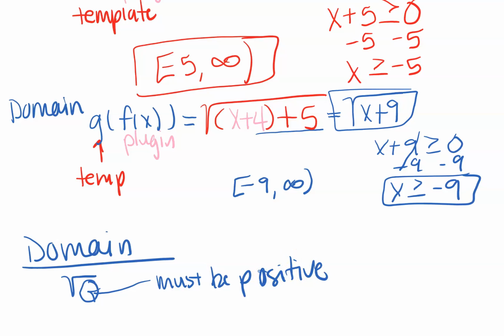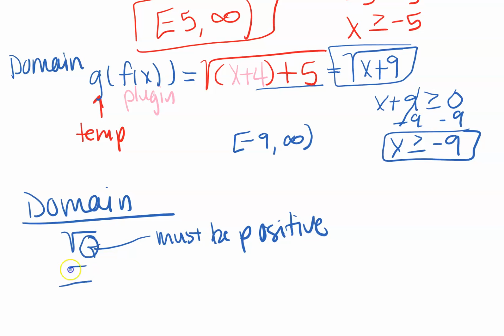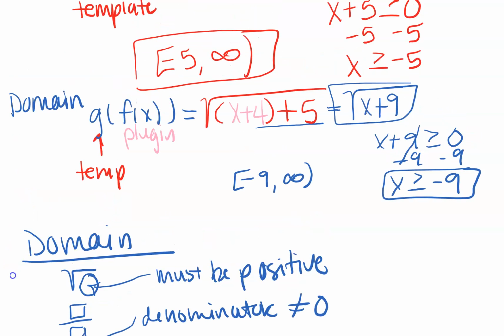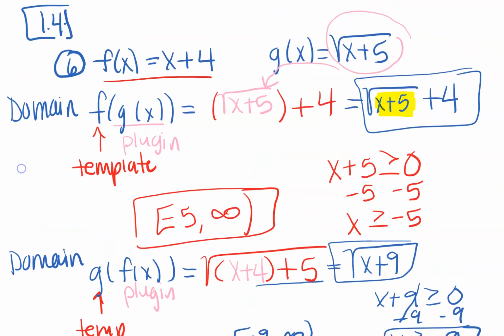And then you can't have division by 0. So if you have some kind of fraction, you want to check underneath and make sure that the denominator does not equal 0. And you're really just, again, looking for those problem areas. We can't find those problem areas until we see that we have the compositions of the two things.